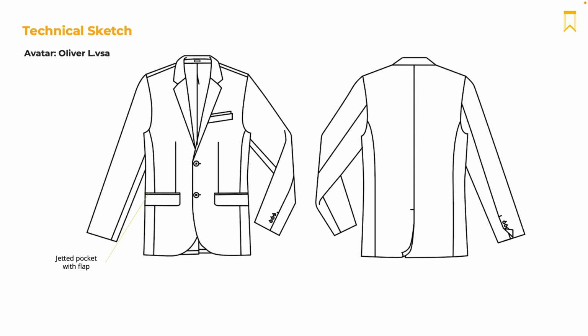We are creating a fully lined jacket that has a jetted pocket with a flap. The pocket is overlapping onto the side bodice patterns. There is also a welted chest pocket with an exposed pocket square detail on the wearer's left chest. The front has a dart, and the jacket has a single vent on the center back.